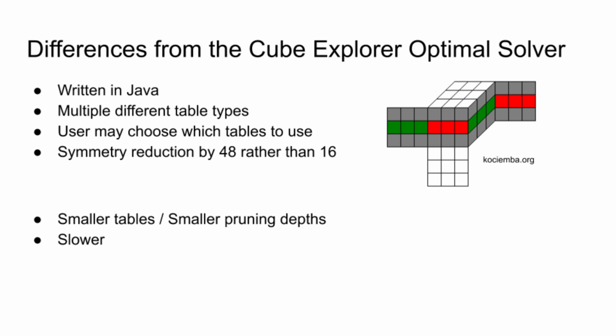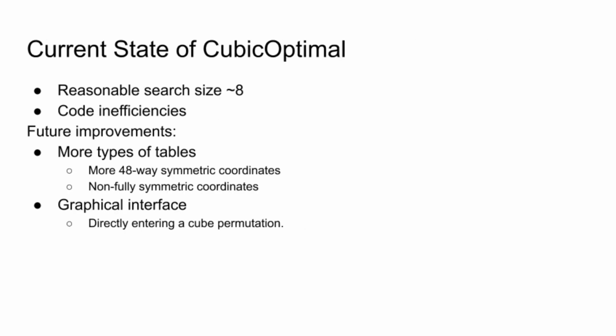However, the major difference is that Cube Explorer, at the time of this recording, works. Cubic Optimal only works limitedly right now, and I would not attempt to solve over 8 moves long. This is a result of the smaller tables that currently exist, which leads to smaller pruning depths and its overall slower performance. Which brings us to the final slide. Cubic optimal is still very much a work in progress.